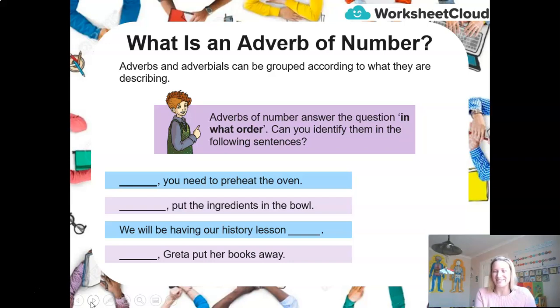Right, let's see how you got on. Firstly, you need to preheat the oven. Secondly, put the ingredients in a bowl. We will be having our history lesson next. Finally, Greta put her books away. And again, you'll see that some of these words end in ly, so that's why I was saying, remember, not always. Ly words are not always adverbs of manner. These ones are adverbs of number.